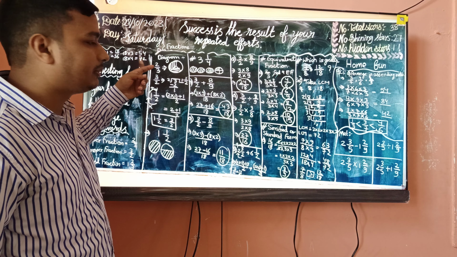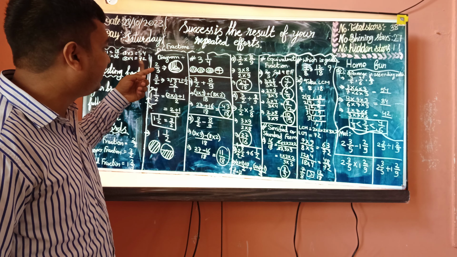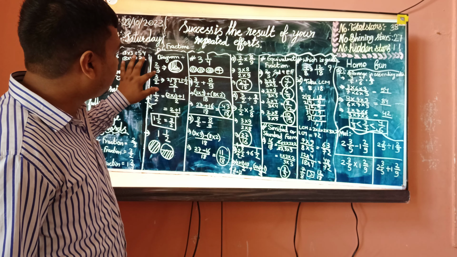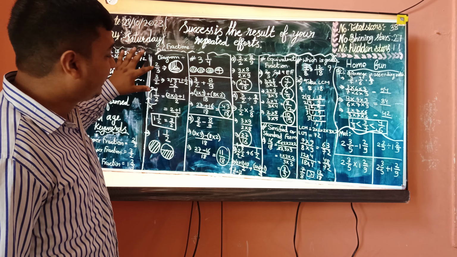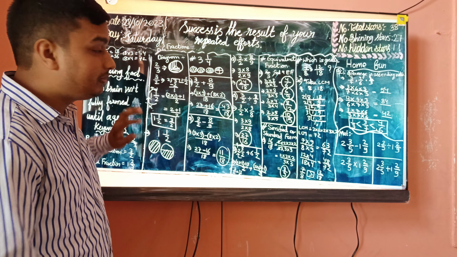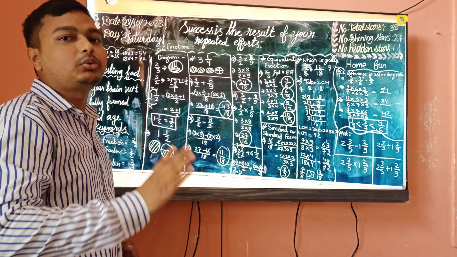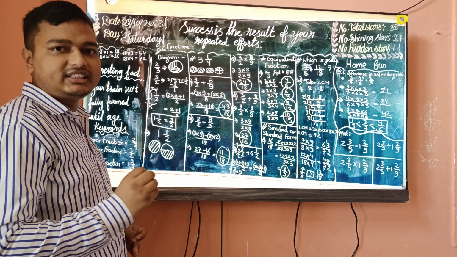2 by 3 is a proper fraction. Proper fraction means the numerator should be less than the denominator. The bottom one is known as the denominator, and this one is known as the numerator. Denominator 3 means I will divide any part into 3 equal parts. If it is equal, then only we will say it is a fraction.